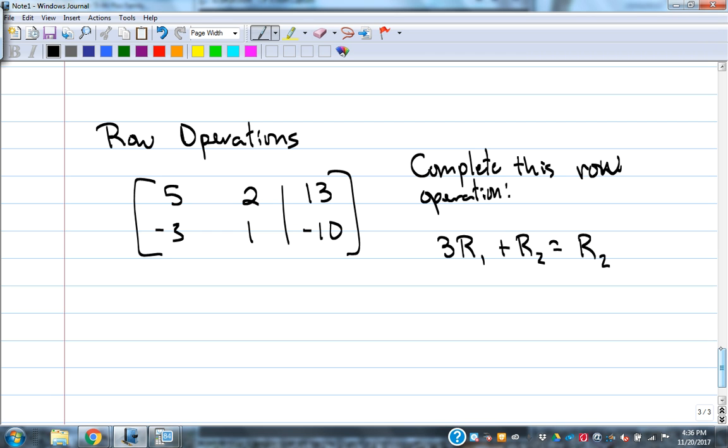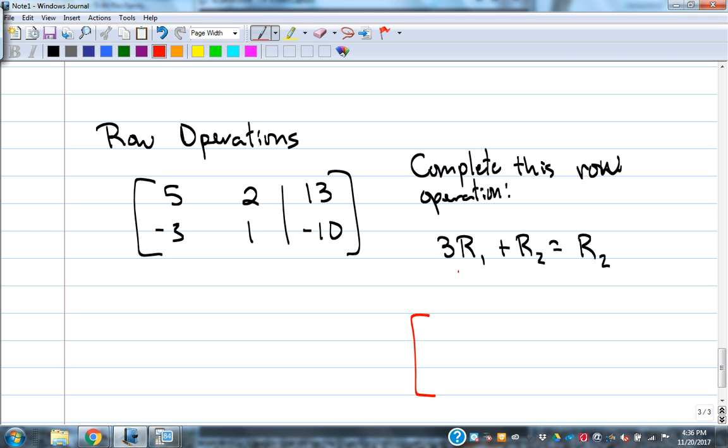What that tells us to do is to take 3 times everything in row 1 and add it to row 2, but then only change row 2. What it's equal to is the row that's changing, okay? So we're doing 3 times row 1, but in our answer, row 1 is going to be 5, 2, 13. We're just going to use 3 times row 1 to add to row 2. And then whatever it's equal to, that's the row that changes. That's the key to the row operations, is that whatever it tells you it's equal to, that's the row that changes. So row 2 is the one that changes.